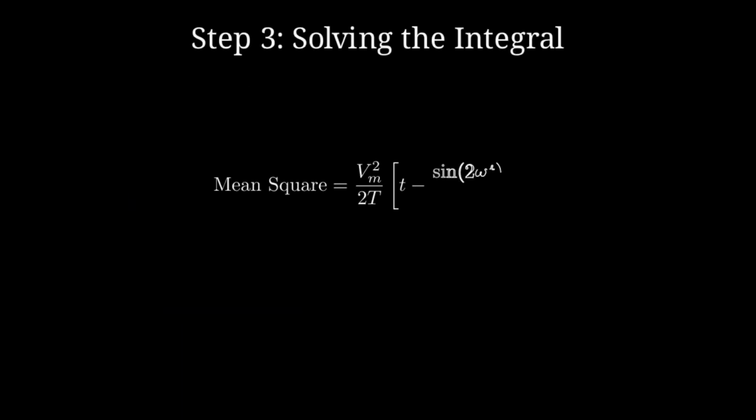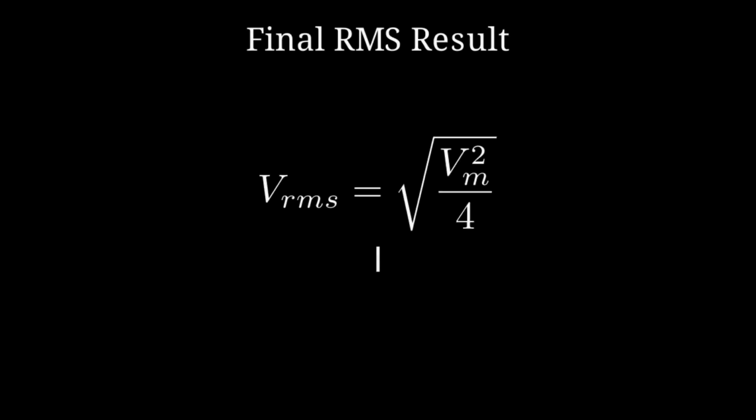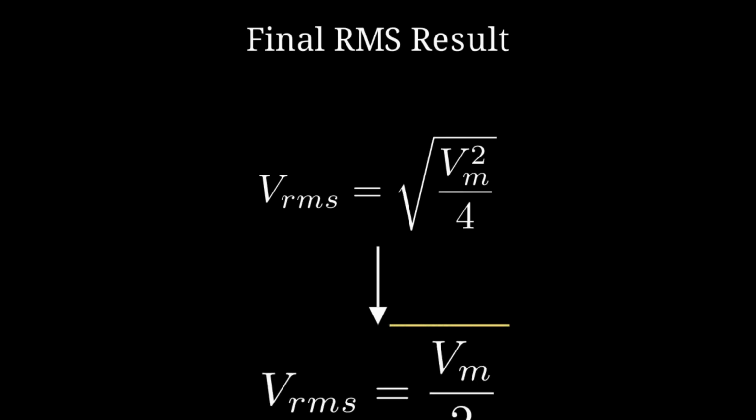By applying trigonometric identities and integrating the squared sine wave over the active half period, the mean of the squares simplifies significantly. For a half-wave rectifier, the mean square value results in the peak voltage squared divided by 4. Taking the square root of our result gives us the final RMS value. For a half-wave rectified sine wave, the RMS voltage is exactly half of the peak voltage. This is a critical constant used in power calculations.